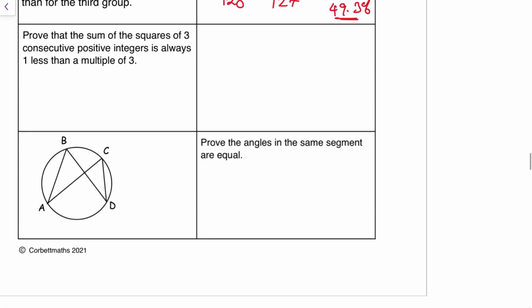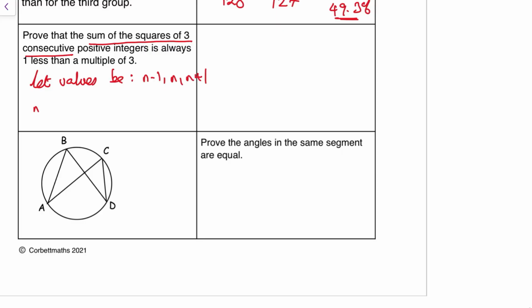Next question. Prove that the sum of squares of 3 consecutive positive integers is always 1 less than a multiple of 3. So let values be. This is the setup stage. Always set up, algebra, conclusion. So prove the sum of the squares of 3 consecutive integers. Let values be n minus 1, n, and n plus 1.